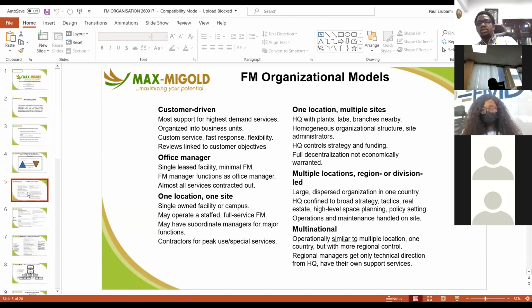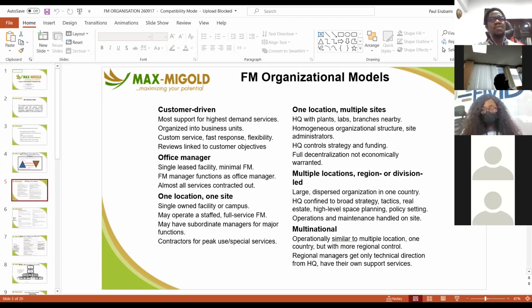You could be a customer-driven organization: most support for highest demand services, organized into business units, custom services, fast response, flexibility, reviews linked to customer objectives. Some organizations have business units. They could be geographically spread, they could be co-located, but each business unit would have a different set of objectives, a different use for the facility, and different types of services they require to use the facility properly, right? And if your business is organized into such business units, each business unit will also have profit and loss accounting or responsibility for that business unit head.